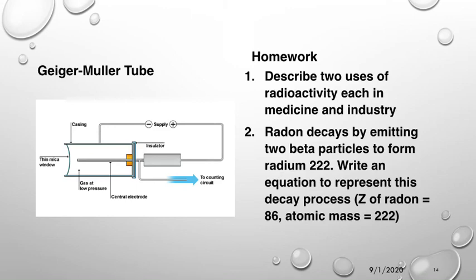So we have a homework also. That's where we'll be rounding off. Describe 2 uses of radioactivity in medicine and industry. When I was talking about applications of radioactivity, I listed all of them. So I want you to now look at them and mention 2 and explain them. 2 in medicine and 2 in industry. And then write an equation to represent the decay you have in question 2. So this is where we end the lesson today.